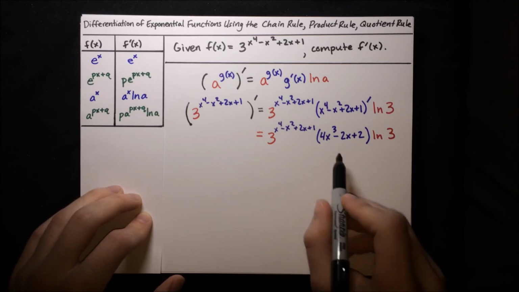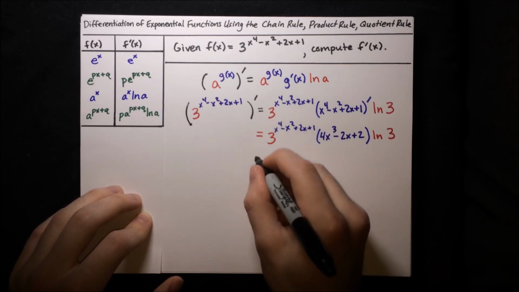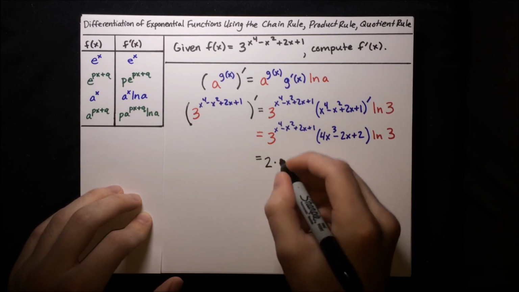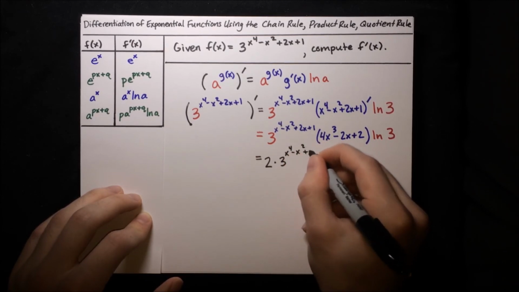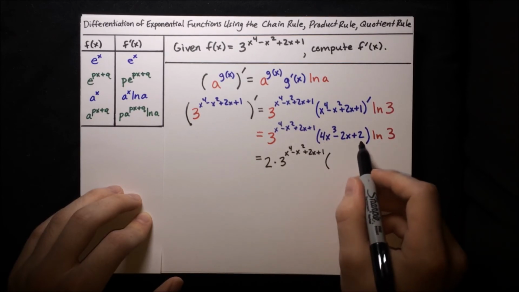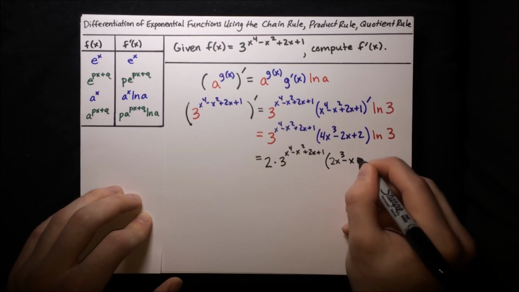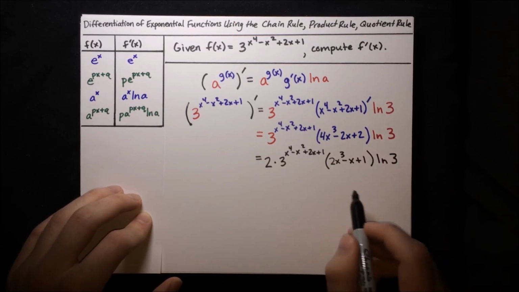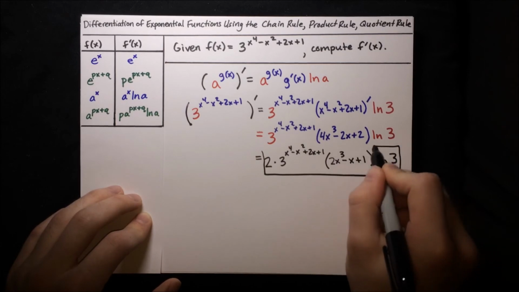All that really jumps out is that these terms are all even coefficients, so we can factor out a 2. So let's factor out a 2 in front. 2 times that whole expression, 3 to the x to the 4th minus x squared plus 2x plus 1, and then times all of these coefficients divided by 2, so just 2x cubed minus x plus 1, and then times natural log of 3, and that's about as simple as we'll get it. So there we go. There is our final result.